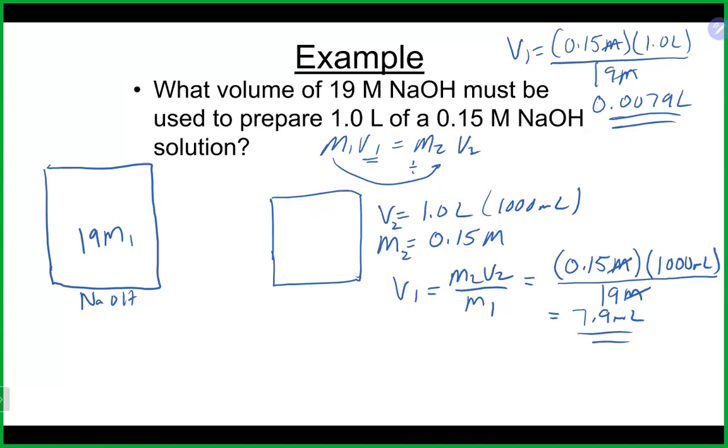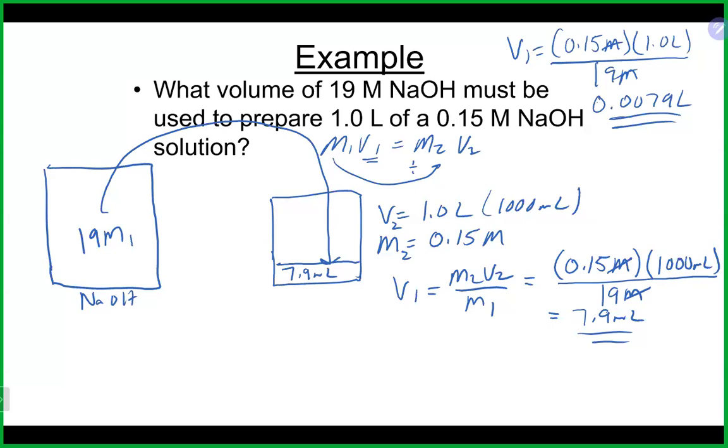What does that 7.9 really represent? That is how much of the more concentrated solution you would go in and take out and put into your new container. So when you solve for V1, you're basically saying I need to put in there 7.9 milliliters of my more concentrated sodium hydroxide solution.